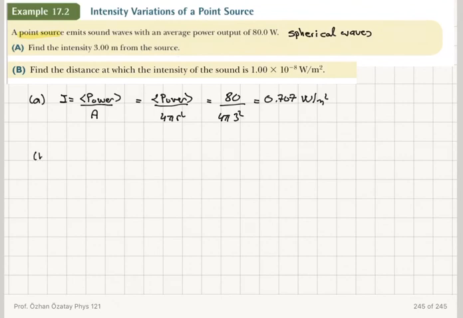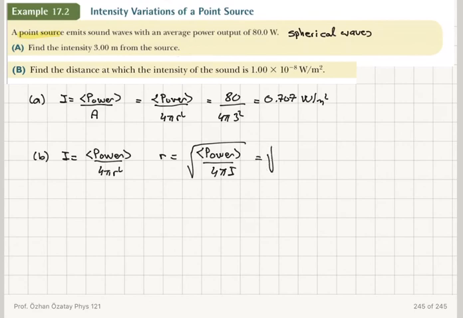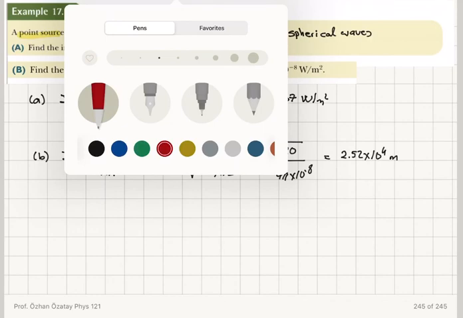Find the distance at which the intensity is 1 times 10 to the minus 8 watts per meter squared. The distance r I can find using this relationship, average power divided by 4 pi r squared. So r is equal to the square root of average power divided by 4 pi I. This will be the square root of 80 divided by 4 pi times 10 to the minus 8. So the answer is 2.52 times 10 to the 4 meters.